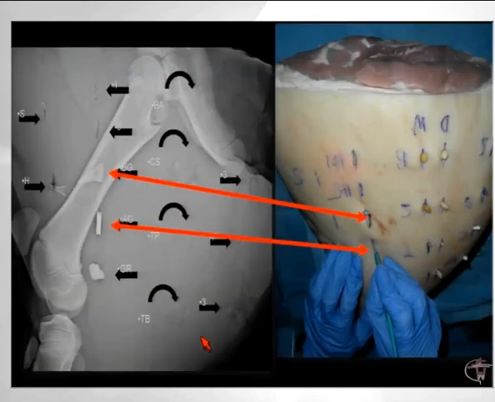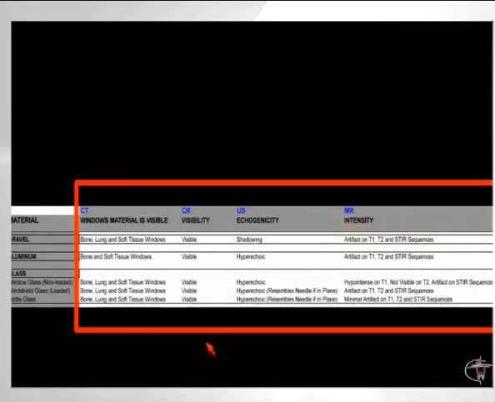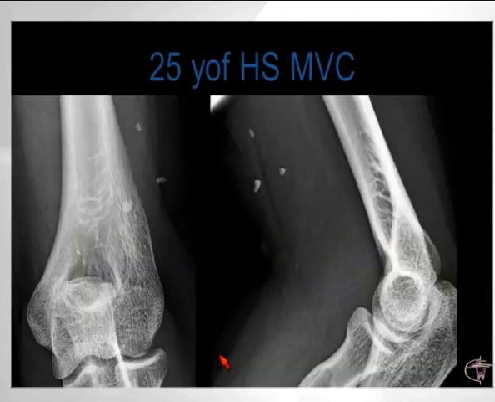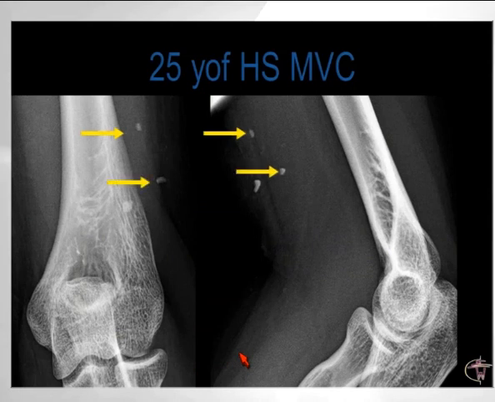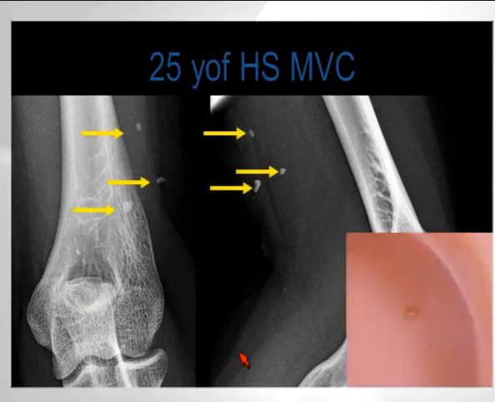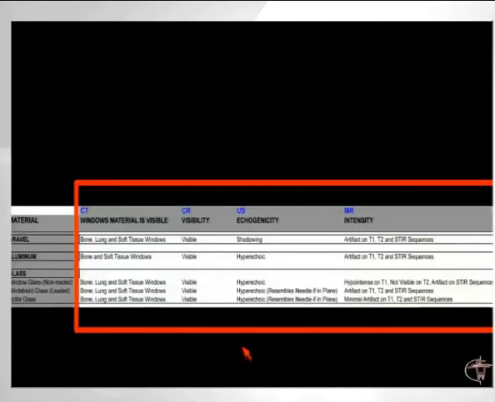A few words about glass foreign bodies. They are usually visible on all imaging modalities. This is the typical appearance of autoglass on radiographs, polygonal shaped, radiodense, and this is what they look like when they're removed, just like on the street when you have a car crash.